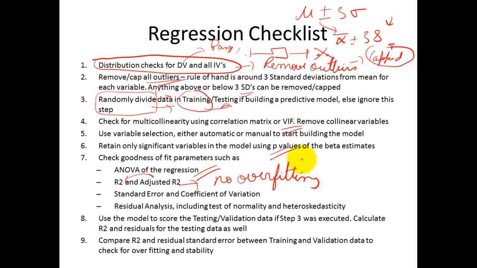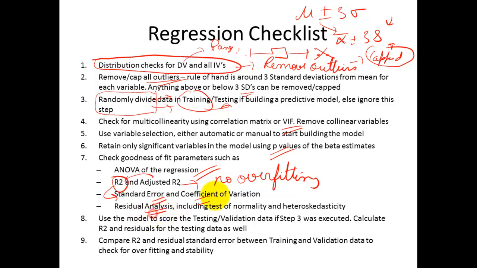Overfitting can happen when you have a large pool of eligible variables, and it's very easy to get caught in the trap of overfitting. Look at the standard error and coefficient of variation. R square is not the only parameter for checking the goodness of fit. Also check the standard error and coefficient of variation.